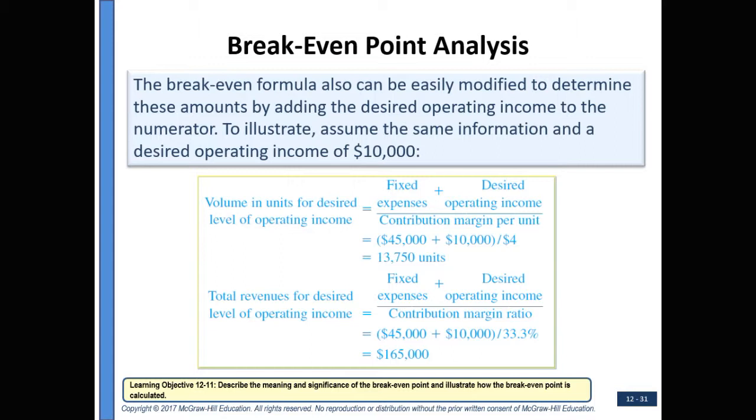We can then also do this from a revenue perspective by taking those fixed expenses and the desired operating income and dividing them by the contribution margin ratio. And that says that we would need to achieve $165,000 in revenues in order to arrive at $10,000 of operating income.